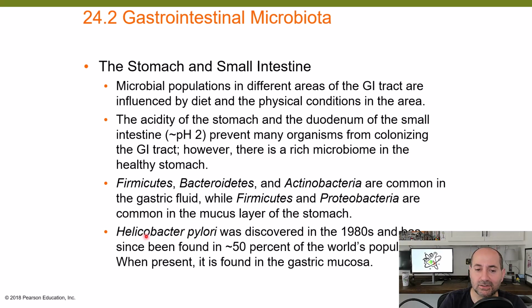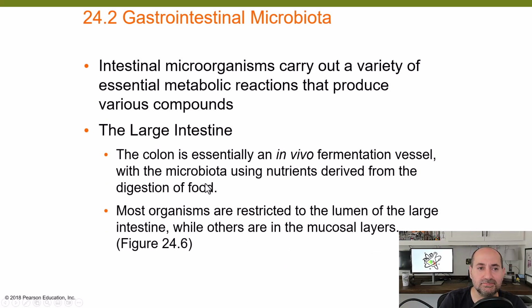And remember, Helicobacter pylori, which was discovered in the 1980s, has since been found in 50% of the world's population in the gastric mucosa, and is responsible for peptic ulcer disease, so for ulcers. Now, past the duodenum in the intestines, the intestinal microorganisms are responsible for carrying out a variety of essential metabolic reactions to produce all sorts of various compounds for you, including vitamins.